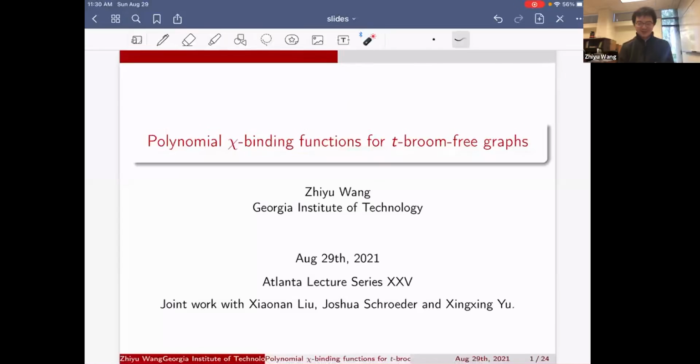So today I want to share some results on polynomial chi-binding functions for T-broom-free graphs. This is joint work with Xiaonan Liu, Zhaosha Shuder, and Xingxing Yu.